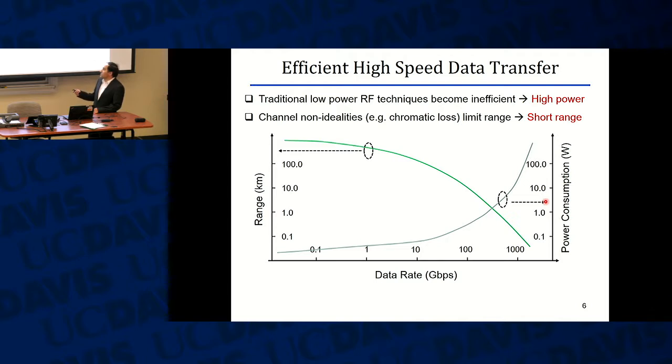And that same thing also happens with the range, okay? So your range gets limited because the channel that you're interfacing or you're using for sending this data has its own non-idealities. For example, fiber has its own chromatic loss. Or if you are working in free space, then you will have the distance to be your enemy here. So what we need to do is some sort of smart equalization in order to improve our performance without burning a lot of power.